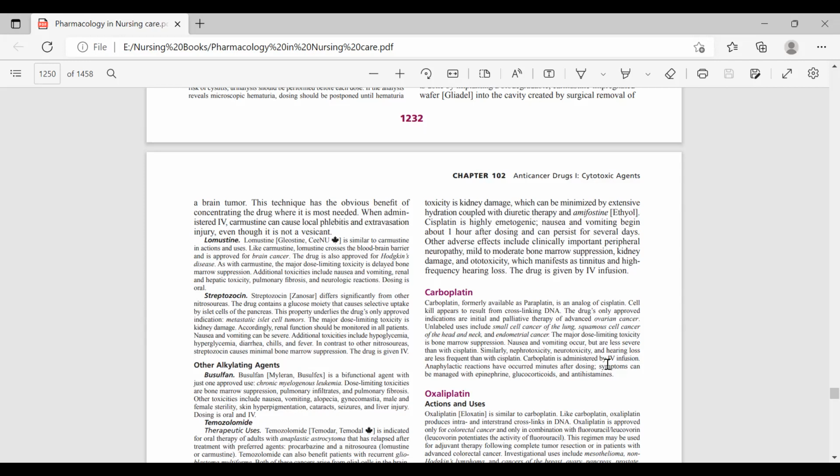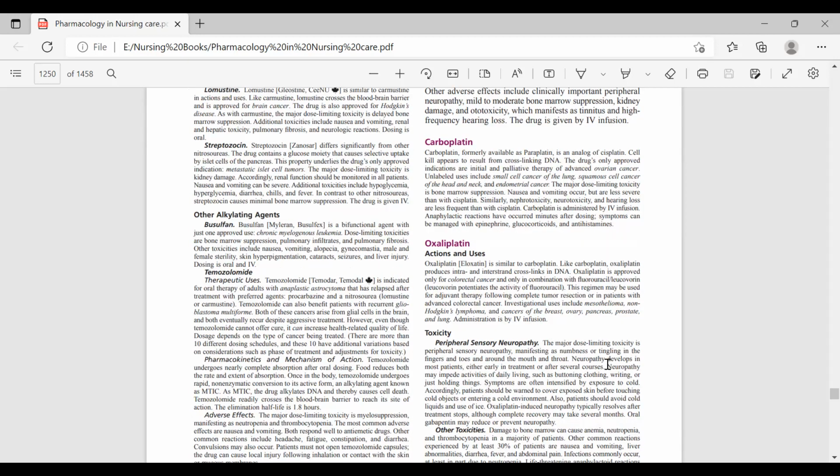In case of streptozocin, it differs significantly from other nitrosoureas because the drug contains a glucose moiety that causes selective uptake by islet cells of the pancreas. This property underlies the drug's only approved indication, metastatic islet cell tumors, that is pancreatic tumors. Major dose limiting toxicity is kidney damage, and renal function should be monitored in all patients. Nausea and vomiting can be severe. Other toxicities include hypoglycemia, hyperglycemia, diarrhea, chills, and fever. In contrast to other nitrosoureas, streptozocin causes minimal bone marrow suppression, and the administration is IV.